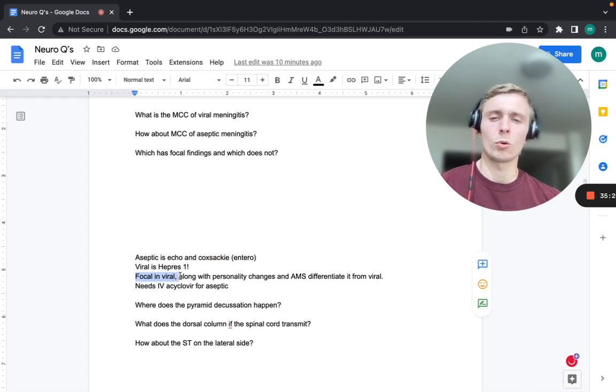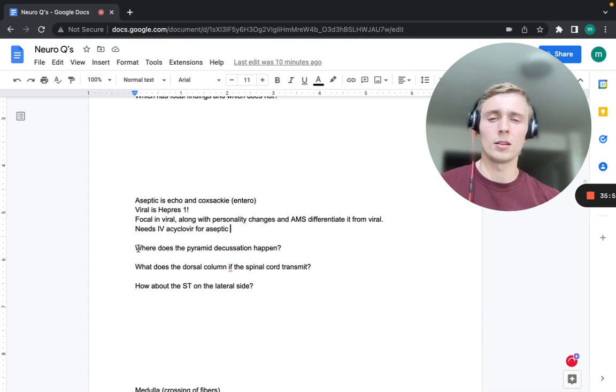Viral is going to have focal findings, along with personality changes and altered mental status, which is how you differentiate it from aseptic. So remember those personality changes, altered mental status, a little bit different from regular meningitis. So that's what you want to think of in viral meningitis, are those personality changes and altered mental status. And of course, you want to do IV acyclovir as well.